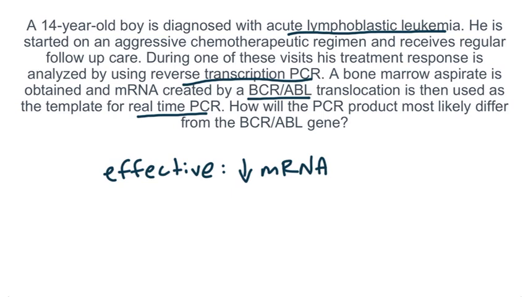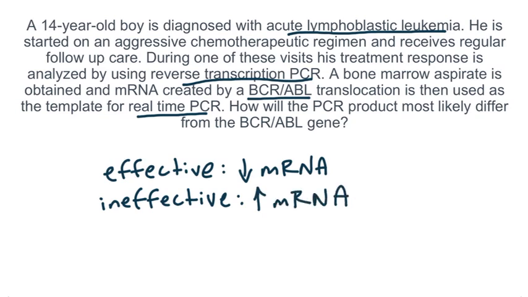So if the drugs are effective, then the mRNA will decrease. If the drugs are ineffective, then BCR-ABL will be very active, resulting in a lot of mRNA. So if the drugs are ineffective, then mRNA will increase. In order to quantify the amount of mRNA, we first need to convert the sample into DNA so it can be used in real-time PCR. So mRNA is converted into cDNA. From here, the cDNA can be amplified and quantified by using real-time PCR.